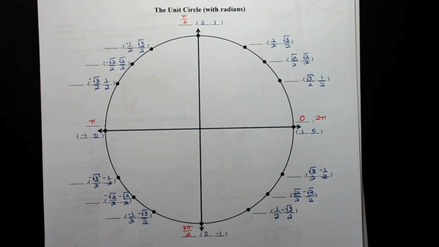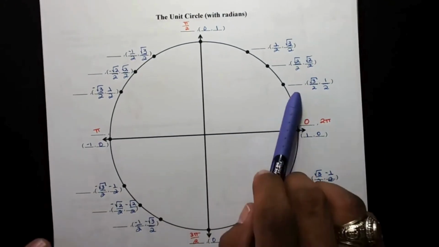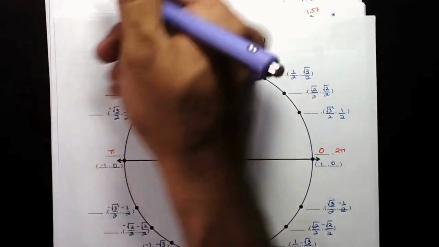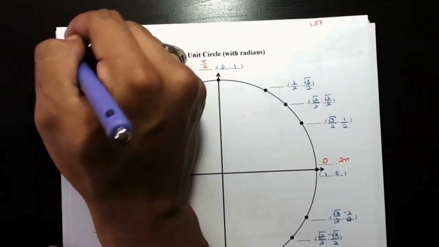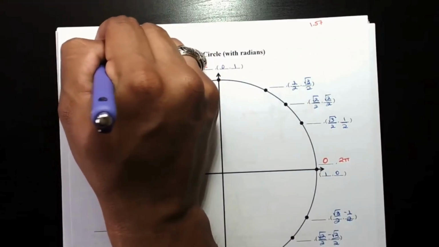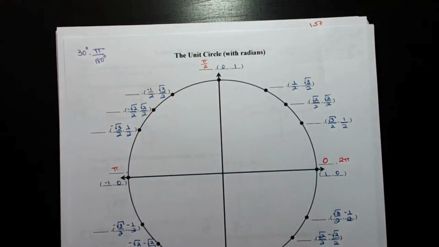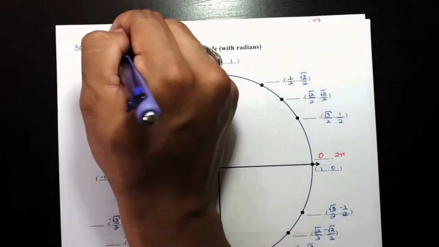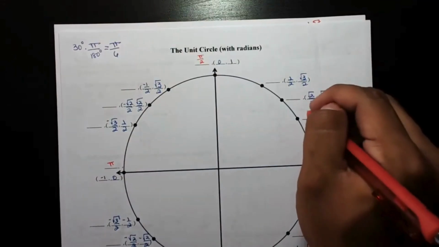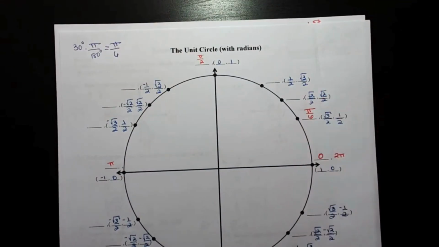Now what about these other angles? Well, this first angle here that we usually talk about is 30 degrees. So let's do a little bit of converting. What is 30 degrees in radians? Well, I need to multiply by pi over 180. Well, 30 over 180 reduces to pi over 6. So that means this angle right here in radians is going to be pi over 6.